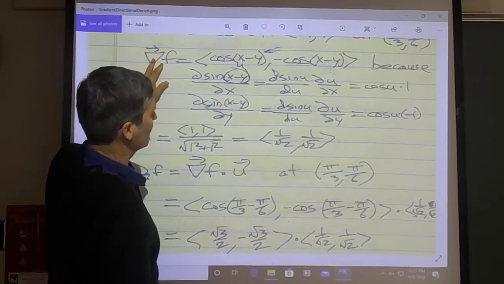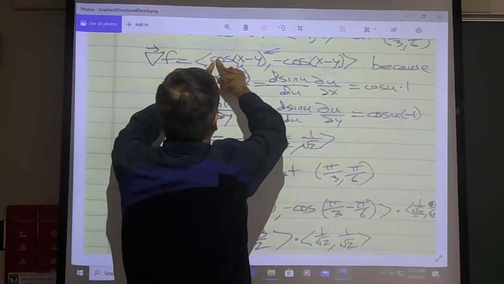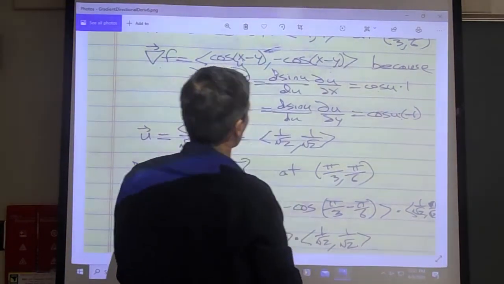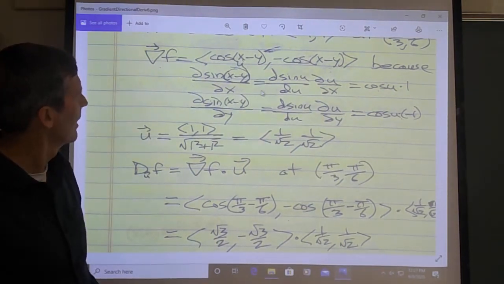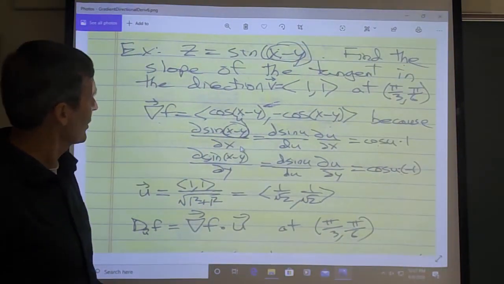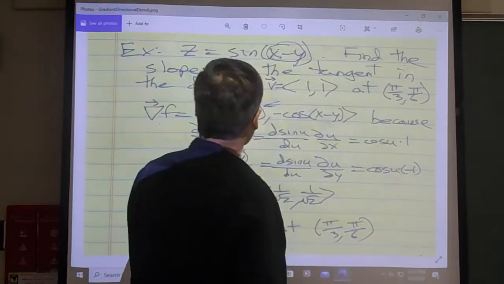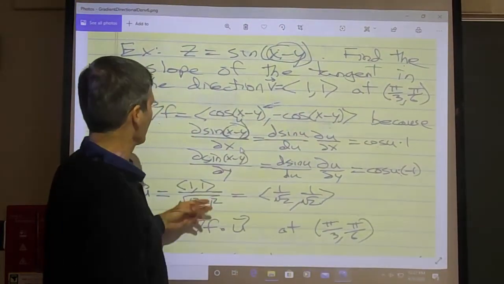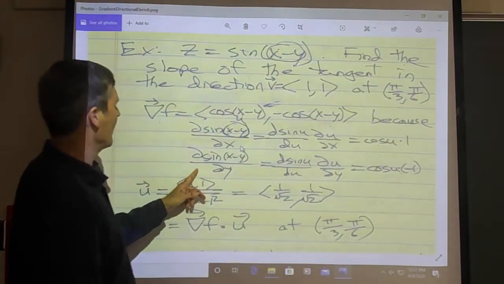Then I calculate the gradient of f at the point. So I take the gradient, that's the vector of partial derivatives. Derivative of sine x minus y with respect to x is cosine x minus y. Partial derivative of sine x minus y with respect to y is cosine x minus y times derivative of minus y, which is minus 1. And so I get cosine x minus y, minus cosine x minus y, is the gradient. That's showing what I did.